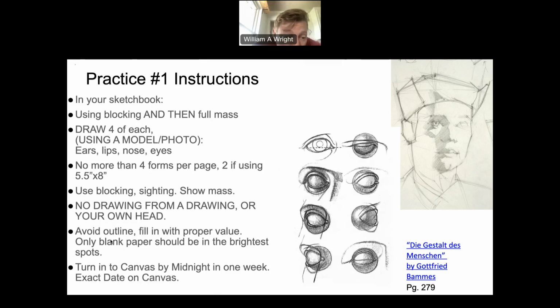Only blank paper should be in the brightest spots. You know, again, the shiny spots of your face, shiny spots of your hand, whatever. You will turn this into Canvas by midnight in 1 week. 1 week, exact due date on Canvas. I've already posted this, hopefully by the time you're seeing this.